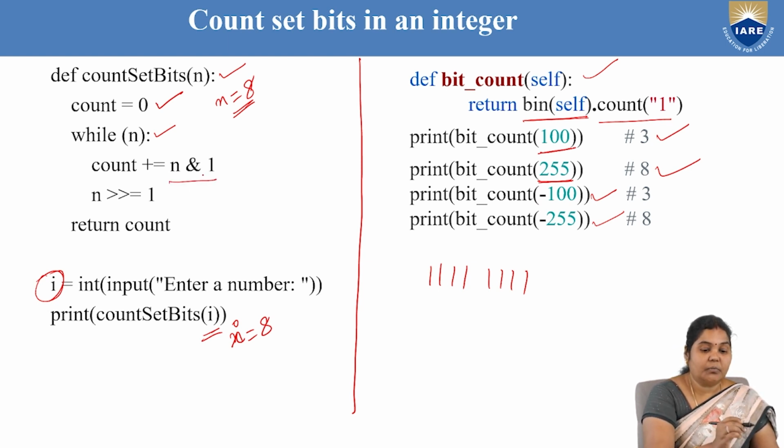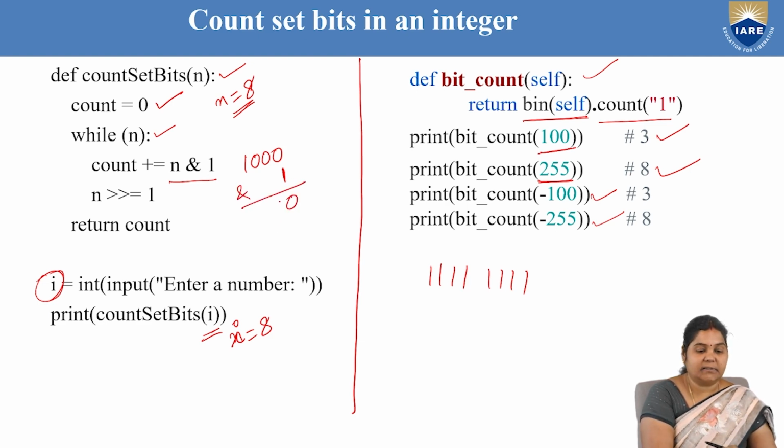Then what are we doing? We do n AND with 1. Here n is 8, which is 1000, and if you do an AND operation with 1, it gives you 0. So the counter will not increase. Then you do a shift operation by 1 bit. Next time the number will be 0100. Again if you do an AND operation with 1, it gives you 0. So again you shift it.